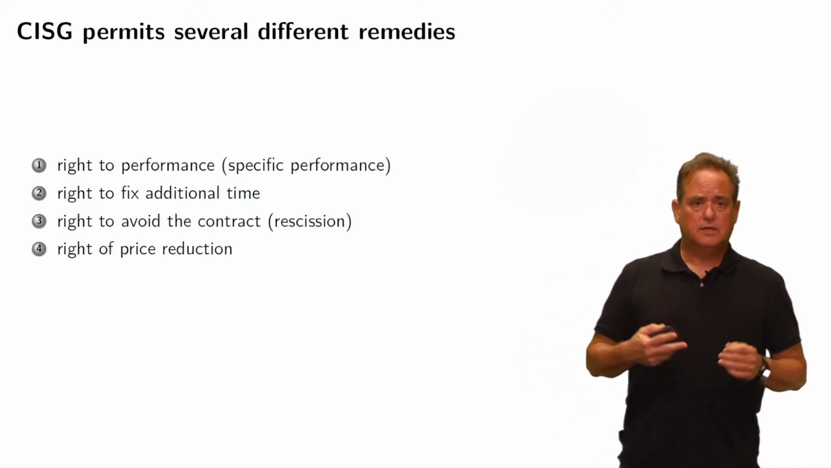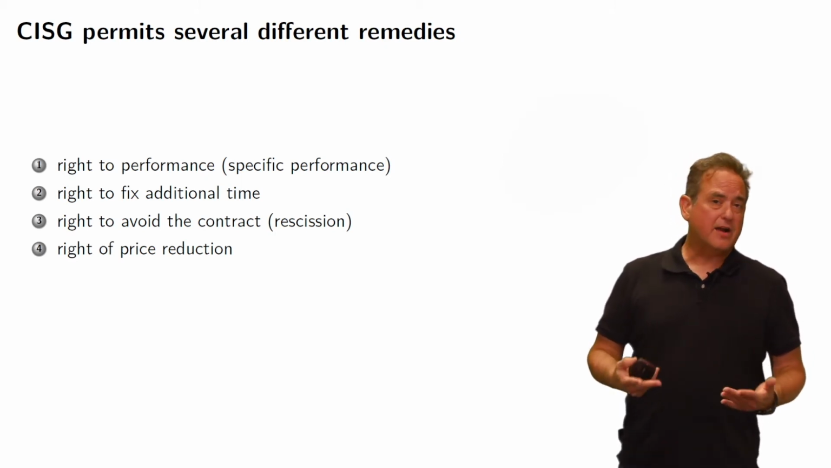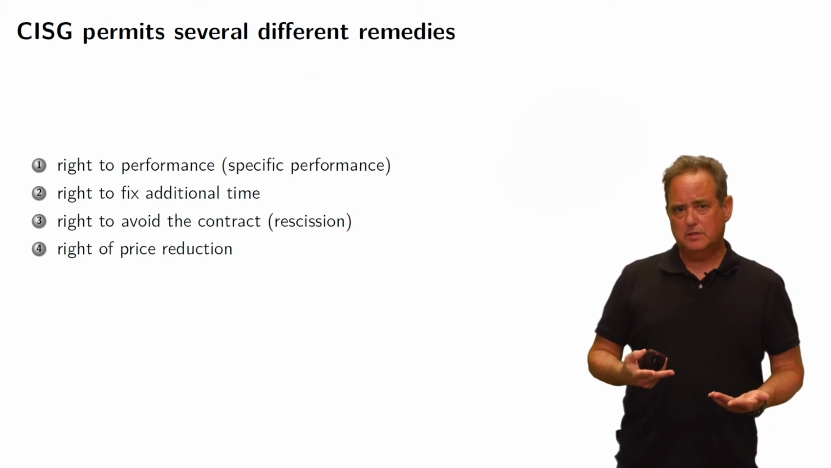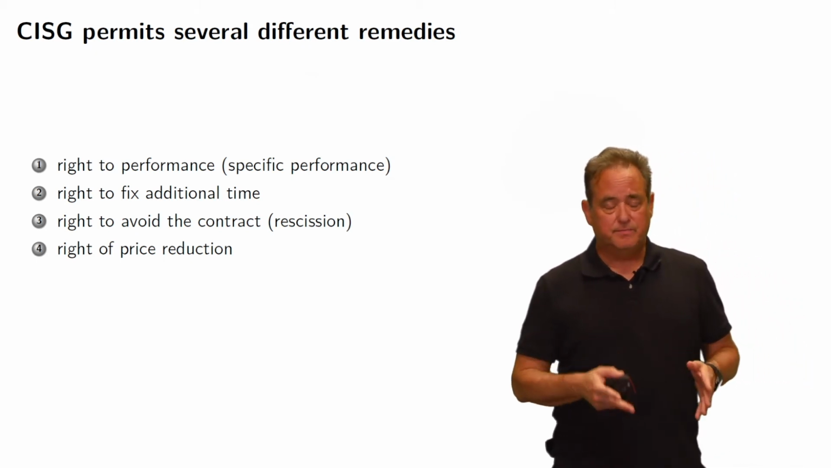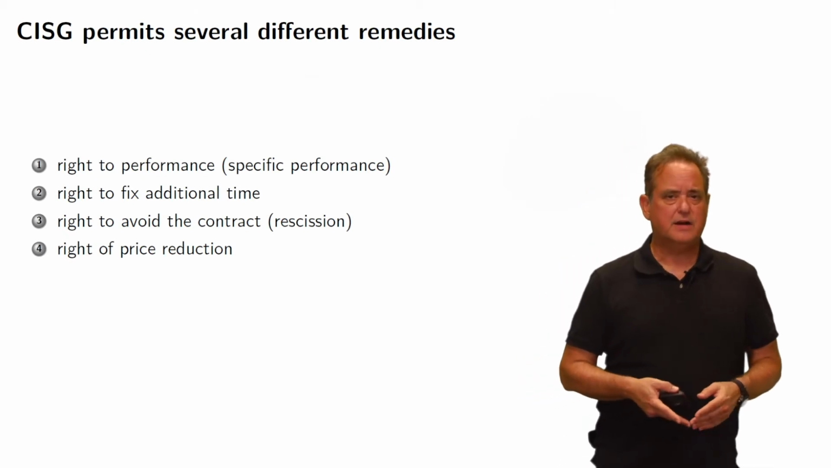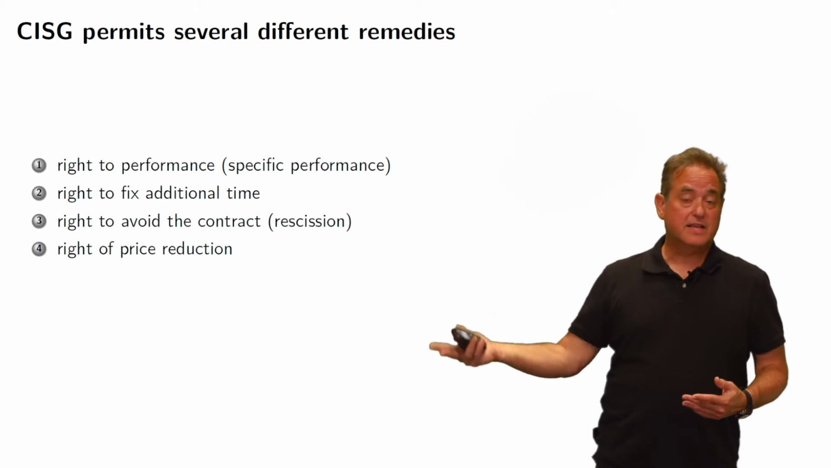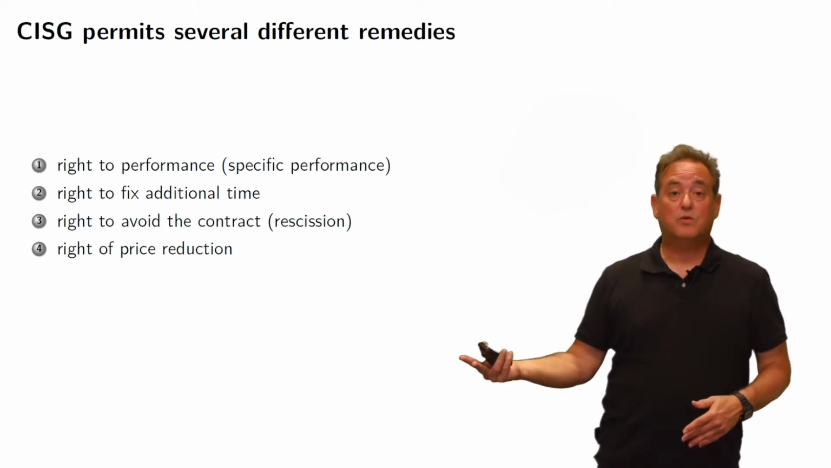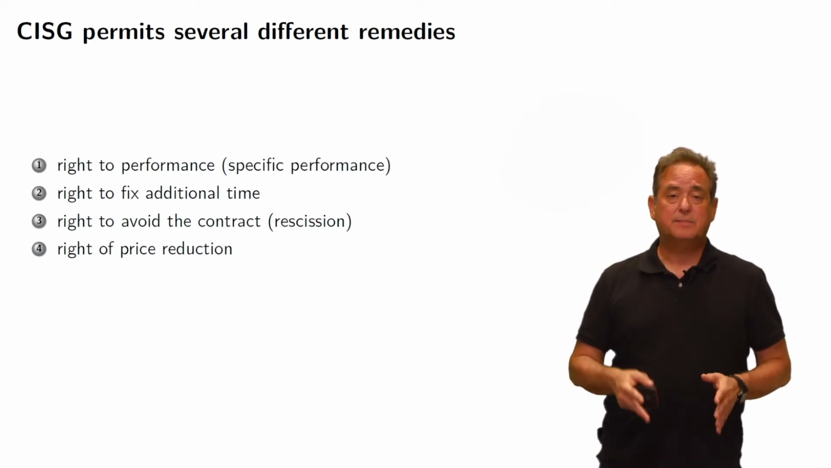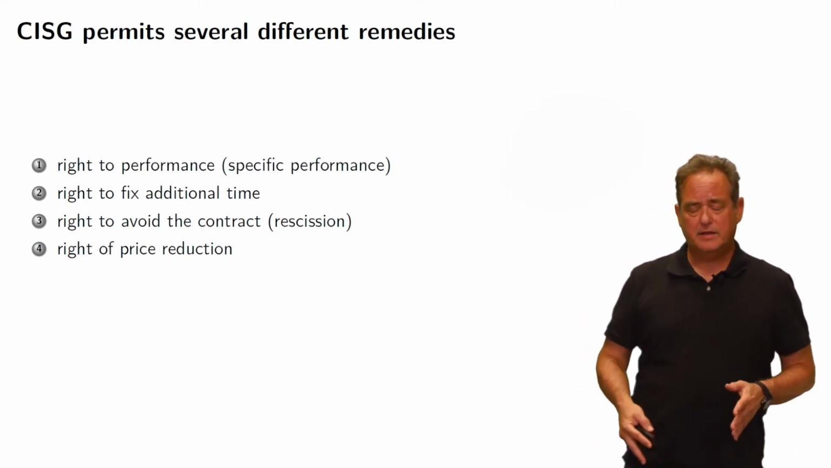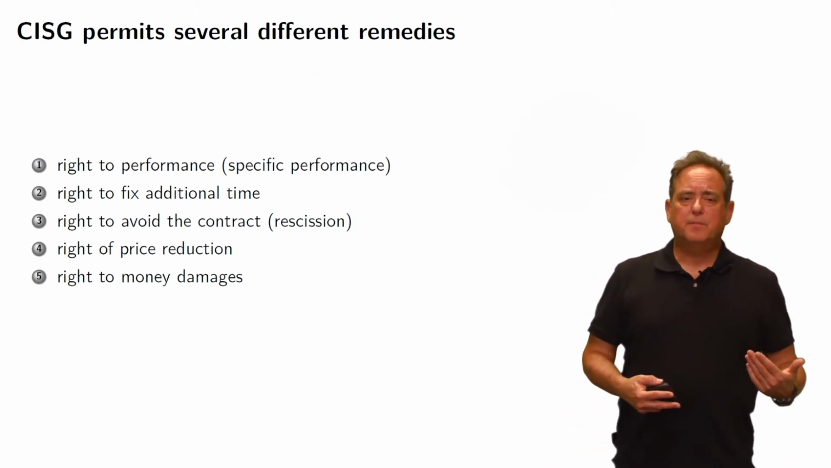Price reduction. If the goods are non-conforming, but I as a buyer think I might have a use for them, I may be able to pay a lesser amount, the fair market value of the goods that I received, and retain them. Even though the seller didn't perform, even though the seller wants to send me the goods for the full price, I'm going to have a right to simply reduce the price that I'm going to pay for the goods that were delivered. And finally, a right to money damages.